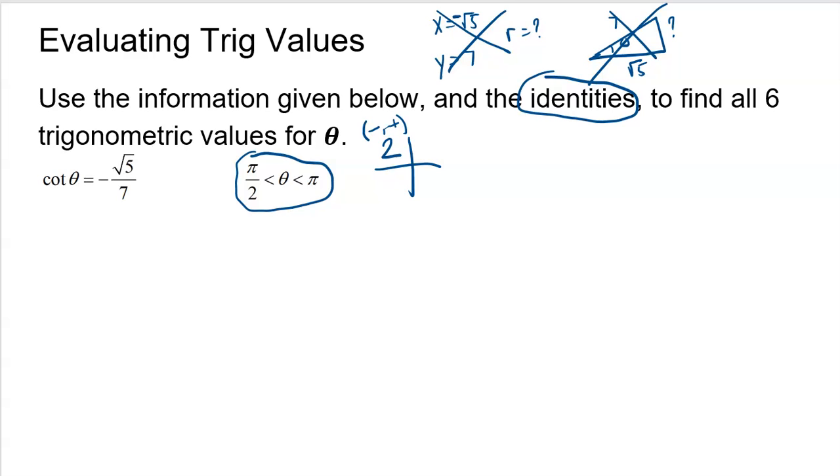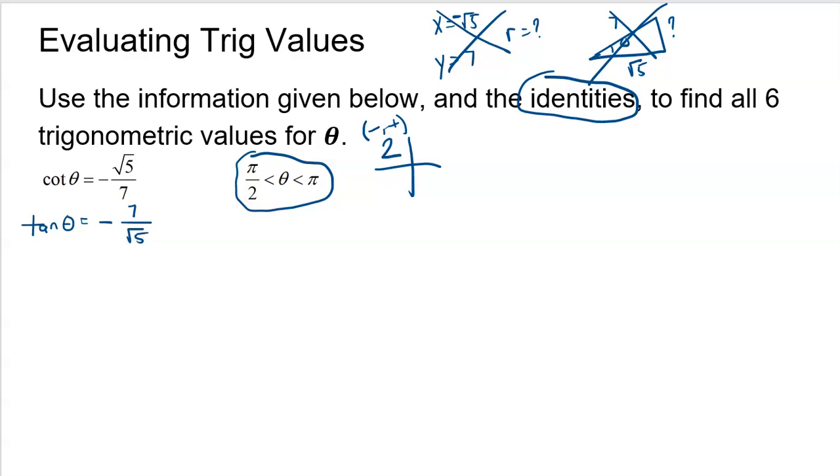All right, so first off, if you know cotangent, you automatically know the reciprocal, tangent. And I'm using the reciprocal identity without even having to write it down, because I know that cotangent and tangent are nothing more than reciprocals of each other. And when you have a reciprocal, you keep your sign, so it's still negative. And all I'm going to do is reverse that and write negative 7 over radical 5, and voila, I am done.